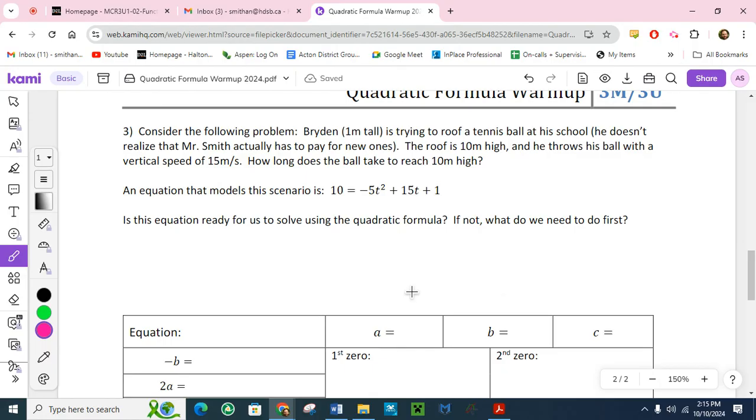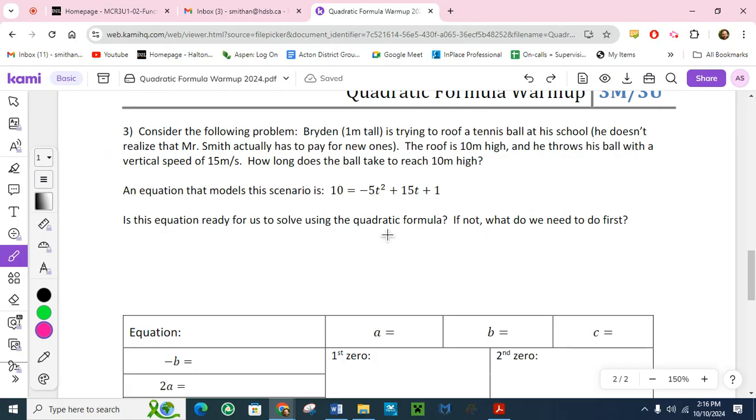Have you physics people done acceleration due to gravity yet? Do you guys remember what acceleration due to gravity is? Do you know the number? 9.8 or around like 10 meters per second squared. So half of that, 10 meters per second squared, is negative 5. That's where that comes from. And then the initial speed is 15. That's where that comes from. And Brian's 1 meter tall. That's where that comes from. Anyway, I'll show you guys how to build those tomorrow.